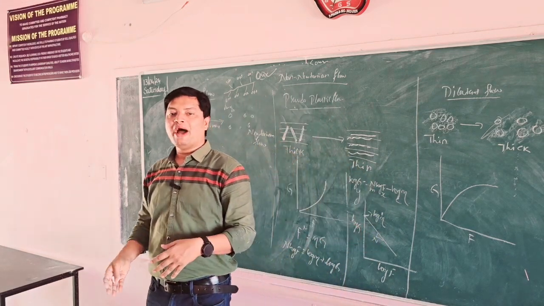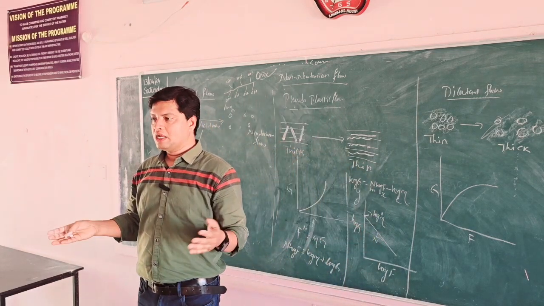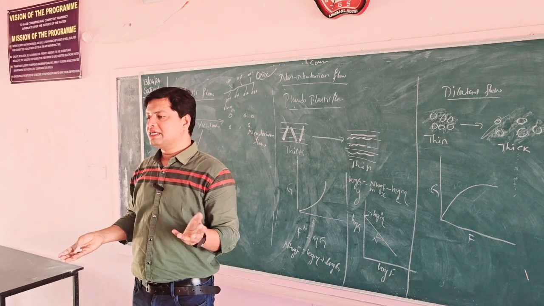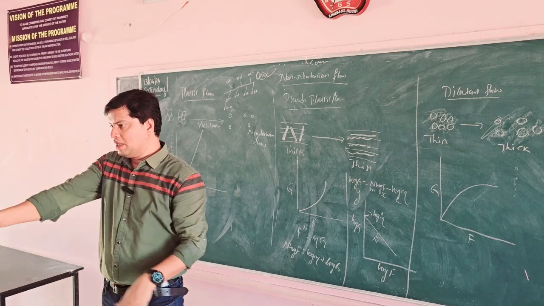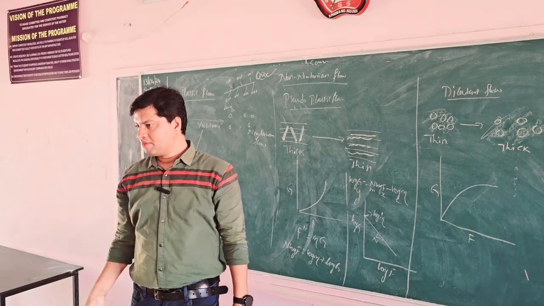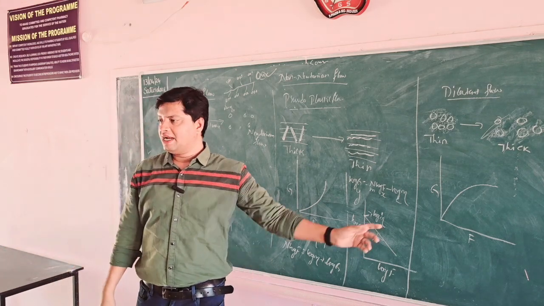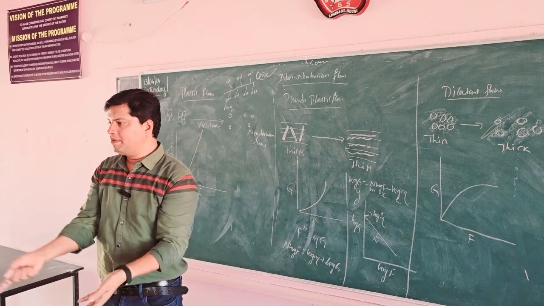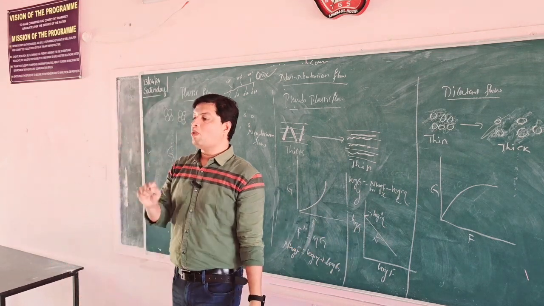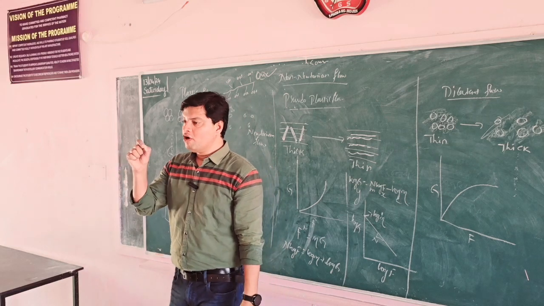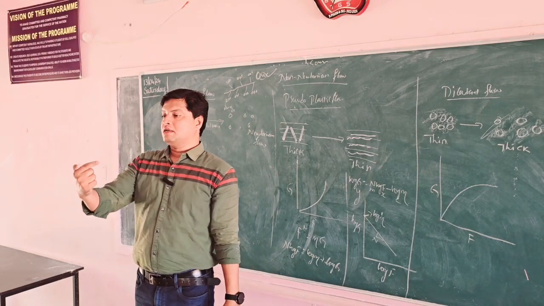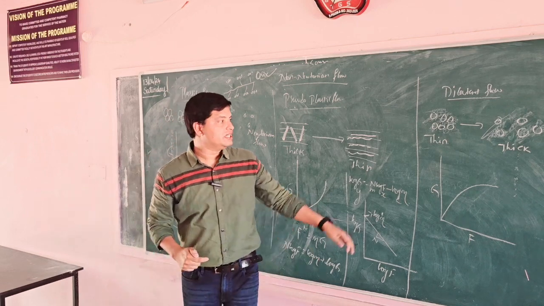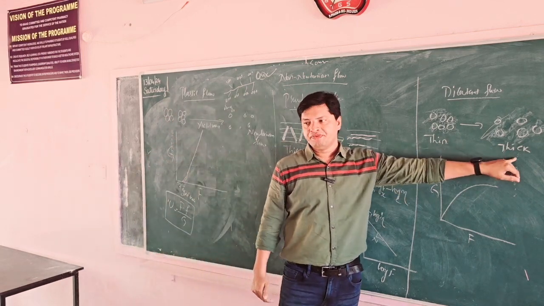Due to this, void is created. So what I am trying to say is, if I am separating these two people, air will be there between them. If it is dilatant flow, if I separate them, nothing will be there, void. This void will cause resistance to flow. Due to this, its thickness will increase. So initially it is thin, now it will become thick.